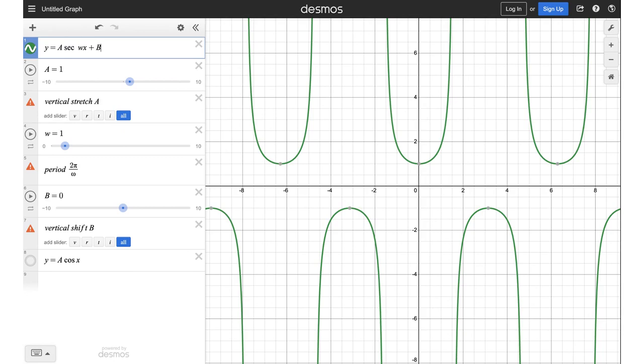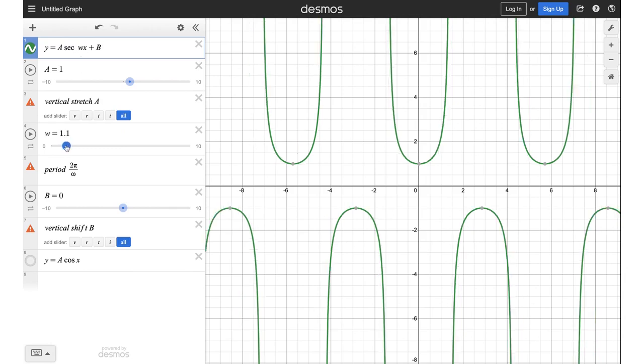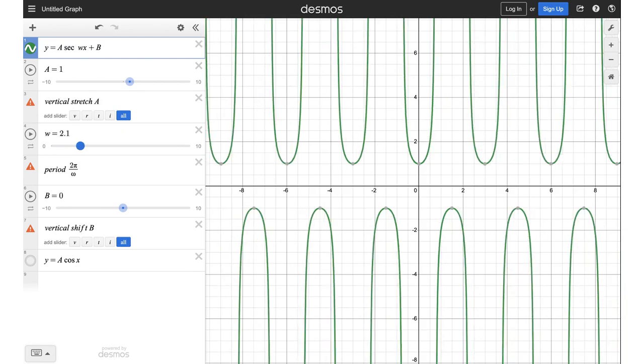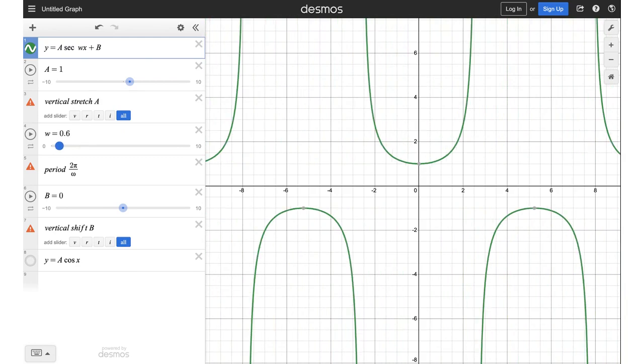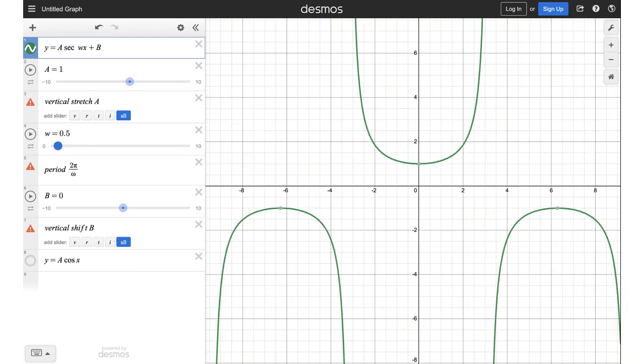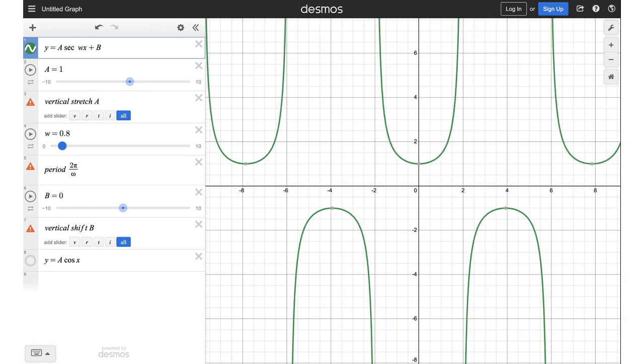As with sinusoids, this is going to change the period of the function. The period of just the generic secant and cosecant functions is 2 pi. So the period of a horizontally stretched or shrunk secant or cosecant function is 2 pi divided by omega, whatever is the coefficient of that point. If omega is more than 1, we get a horizontal compression and the period is shorter. If omega is between 0 and 1, we get a horizontal stretch, and the period is longer than 2 pi.